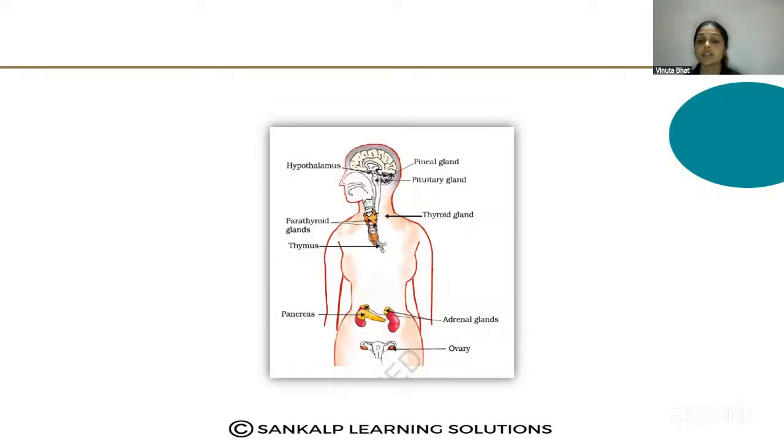So this is how the different glands are present in our body and which secrete the hormones. Which hormones are secreted by these glands?